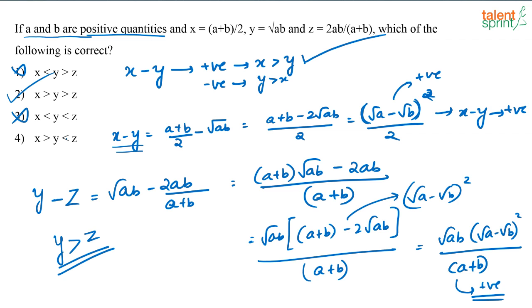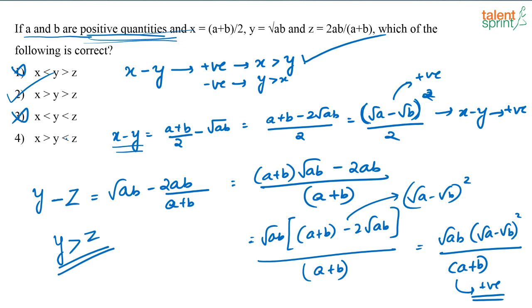Got it? Prince, for this question you have given me the answer as x is less than y greater than z, but that is not correct. That's what I am saying. If it was clearly given, let us say, that a and b are positive integers, then substituting values might work. But here it is just given that a and b are positive quantities, so you cannot substitute values, you will go wrong.